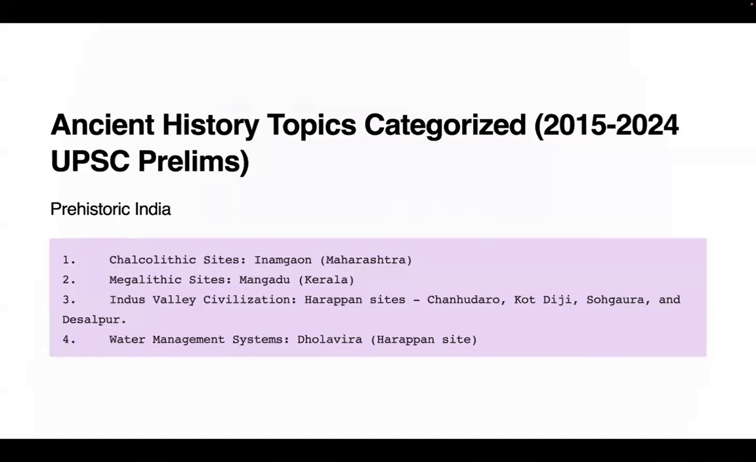The fourth thing is the water management system. The water management system during the Indus Valley sites, like Dholavira, had an elaborate system. Again, the features and the findings and the sites and the place. Make a table, cram it. Cram it. There is a high probability that one question will come.